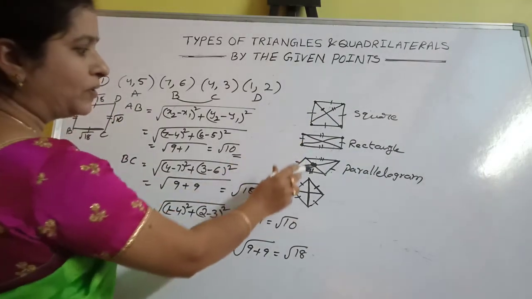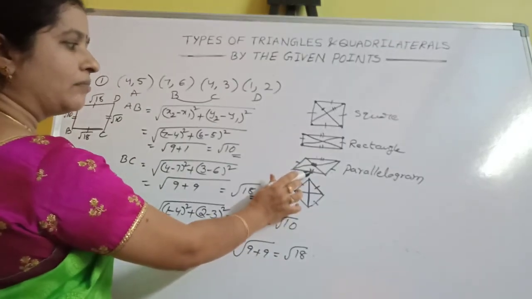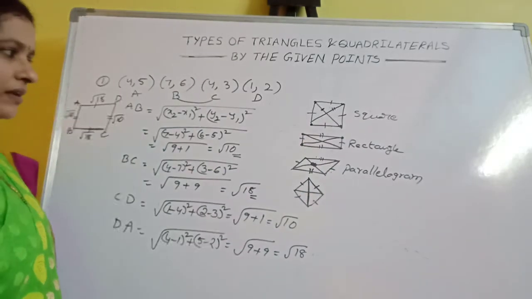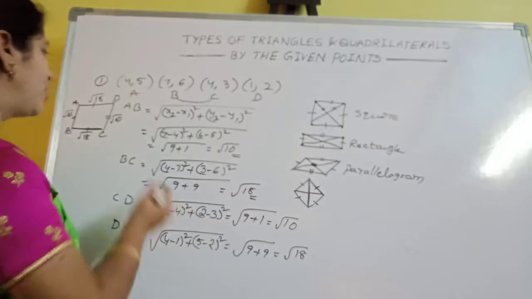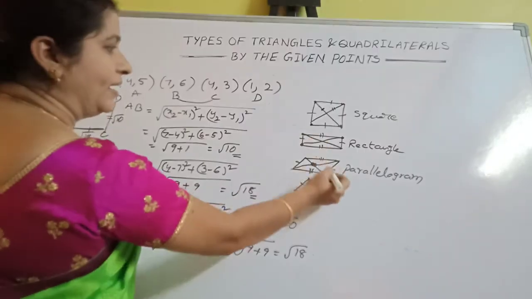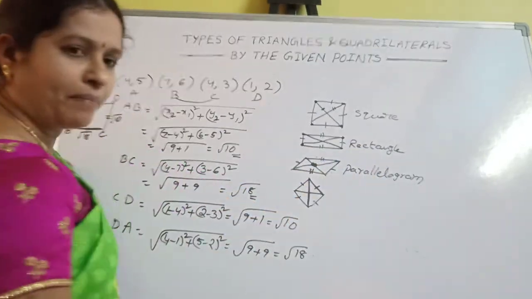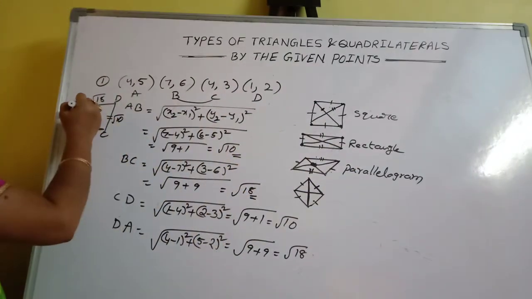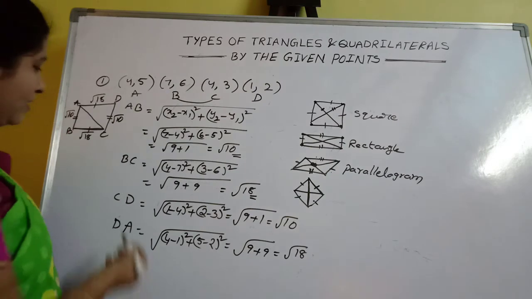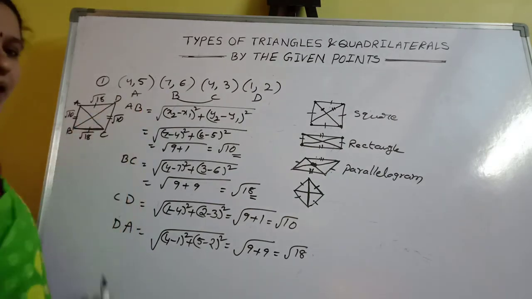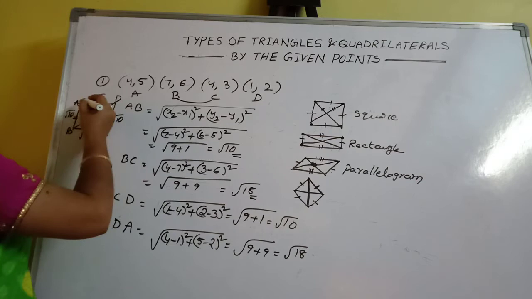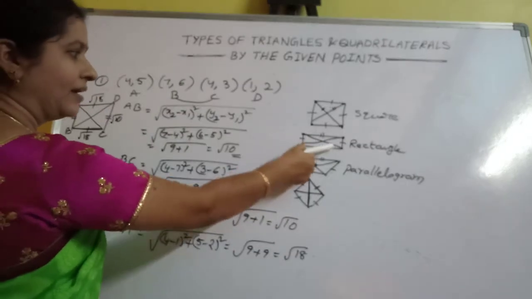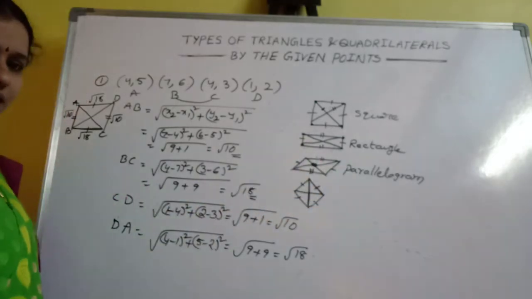So in which figure are opposite sides equal? In a parallelogram also opposite sides are equal. In a rectangle also opposite sides are equal. So you have to find another property to decide whether it is a rectangle or a parallelogram. So find the diagonals' distances. Here AC is one diagonal and BD is another diagonal. So find the values of AC and BD. In a rectangle, diagonals are equal; in a parallelogram, diagonals are not equal.